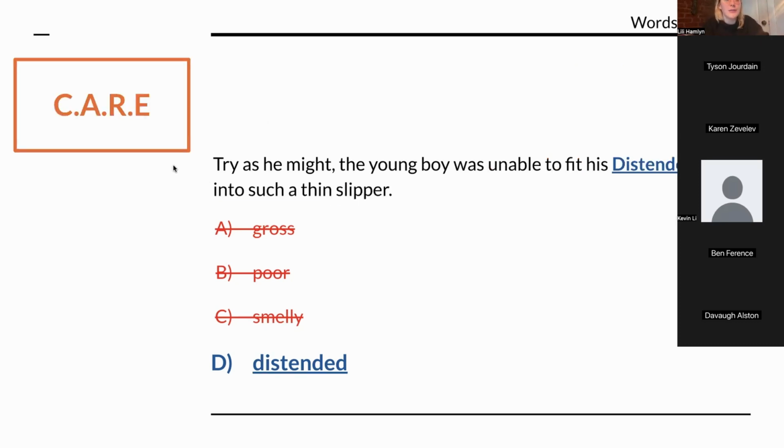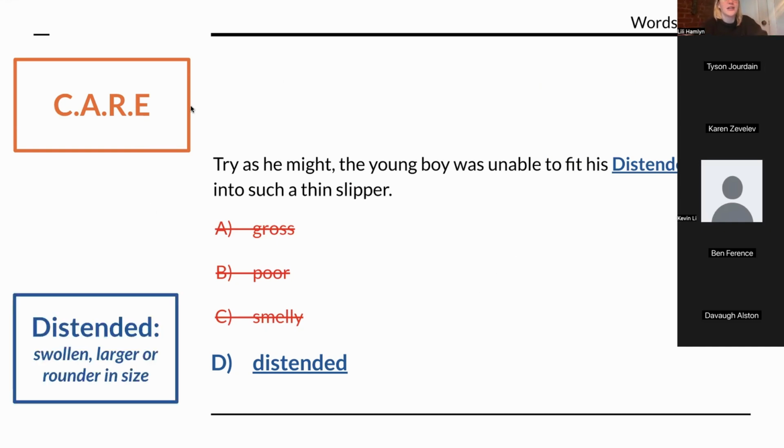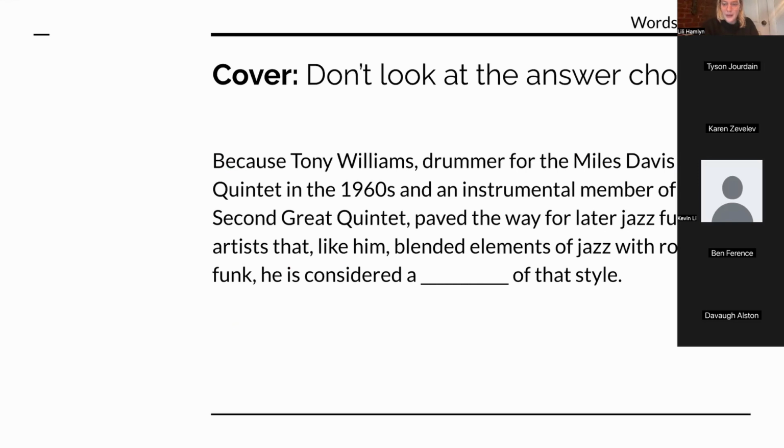So in this case, we would have: try as he might, the young boy was unable to fit his distended foot into such a thin slipper, which makes sense because distended means swollen, larger, or rounder in size. Any questions so far before we introduce more examples? All right, perfect.